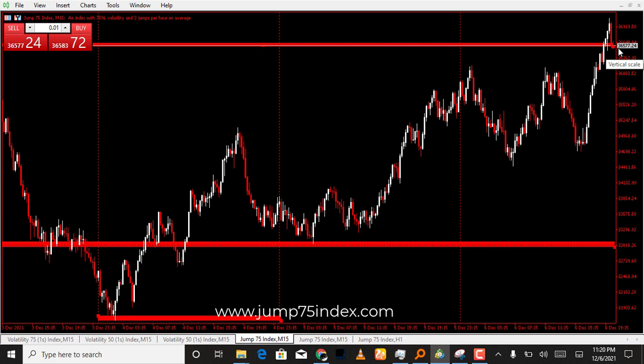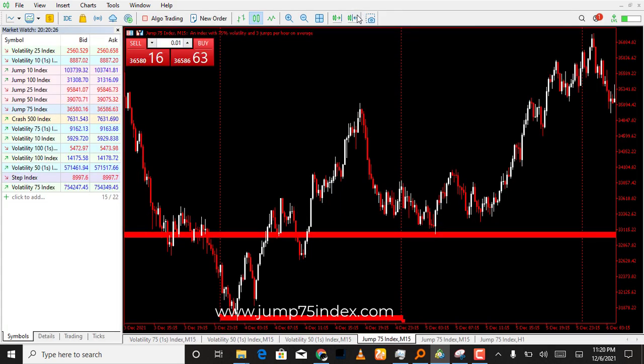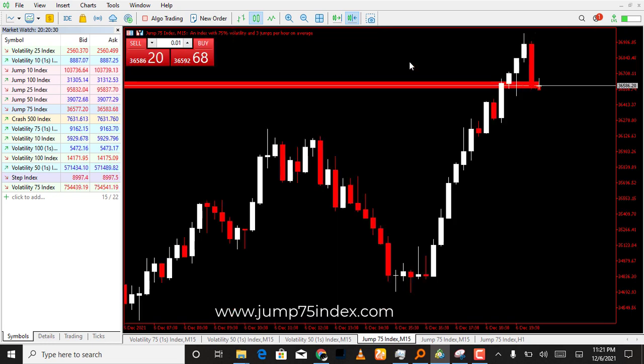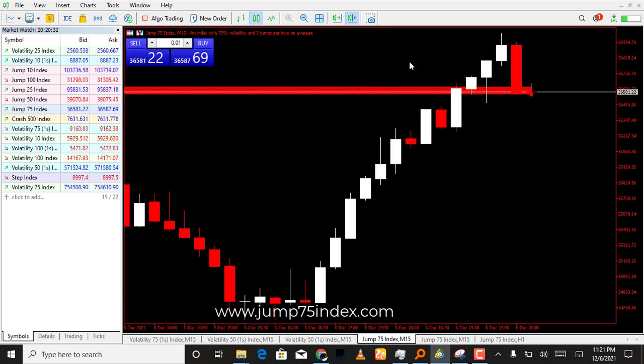As you can see, I extended this level of price here. Let me zoom out my chart. As you can see here, guys, this is how the price is reacting. This is our present day, guys. So how are we going to kill it?